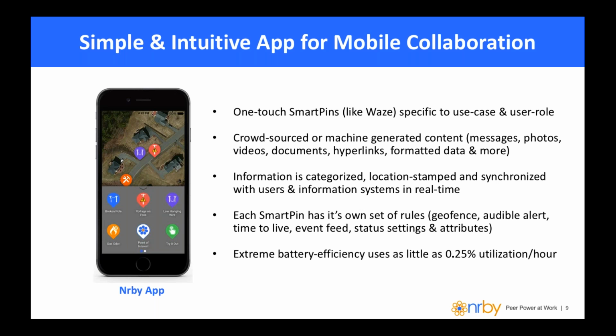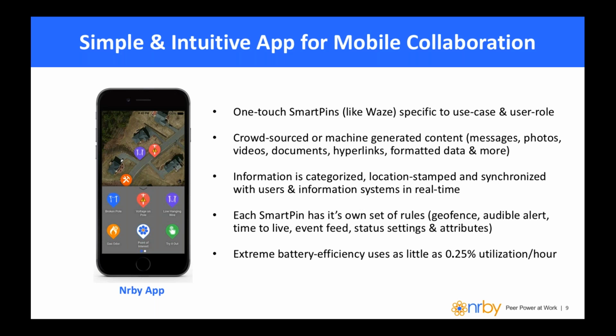But through the smart pin, which, by the way, is specific to the use case and can be made specific to the role of the user, that smart pin is a vehicle for crowdsourced information to be gathered by anybody who's out there in proximity, with the location of that hazard or threat being identified by a geofence. Now all that information can be shared, or machine-generated content can be sent out in the form of messages, photos, videos, documents, hyperlinks, formatted data, and there are some more categories of information.